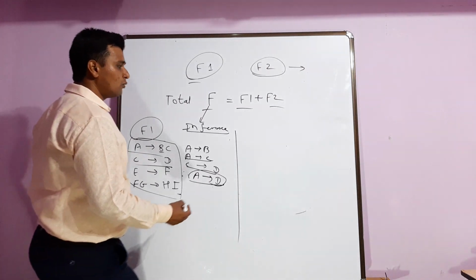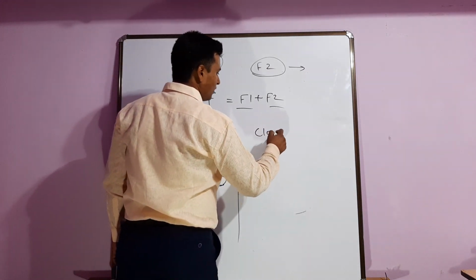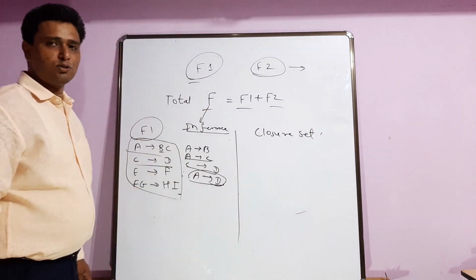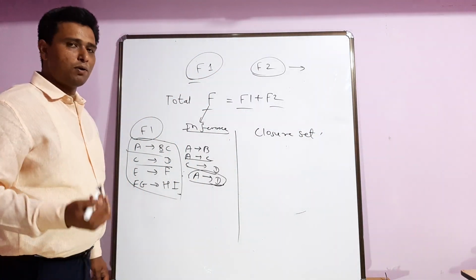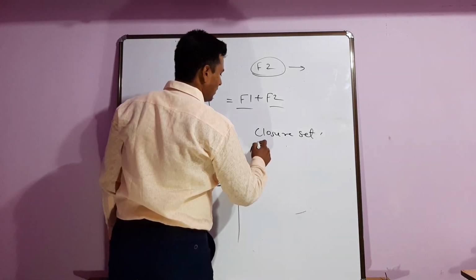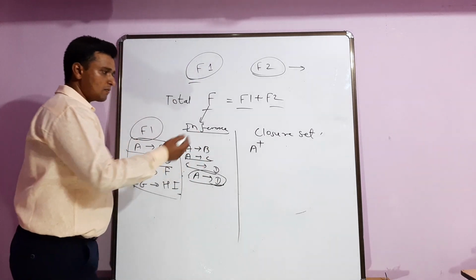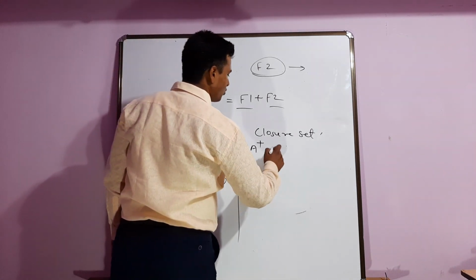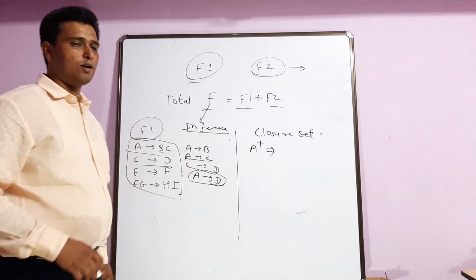So when we want to use the closure set, how do we use it? It is a very good technique. It is also very good when the number of functional dependencies is large. Now the closure set is represented like this: A plus. You can say that this is the closure of A. Now how do we find it? We have an algorithm. I will show you the algorithm for this.